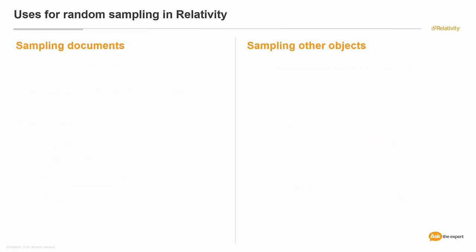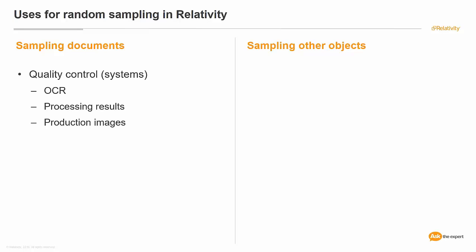Okay, so let's talk about Relativity in particular. When do we like to use random samples in Relativity? The one thing is you have to have sufficiently many objects. If you have 10 objects and you random sample them, you're not going to get too much benefit. But where do we have a lot of objects? Certainly documents. We have lots of documents in our system, sometimes many, many millions or tens of millions. So we might want to QC those documents.